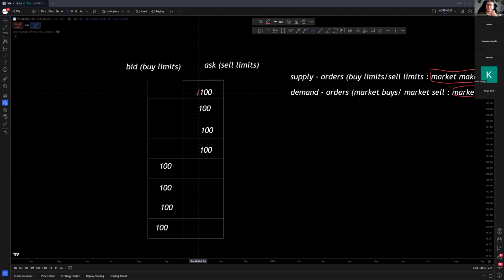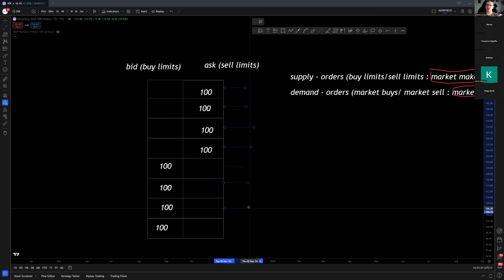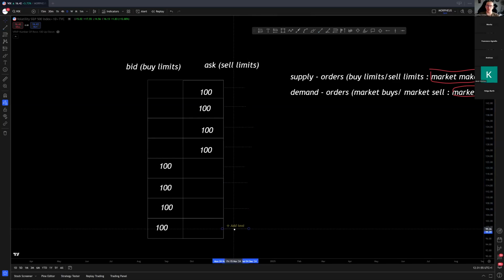So for example, there might be 100, 100, 100, 100. These are the contracts at each different price level. As you know, futures move in ticks. Each level of the price ladder, this staircase of price, is a tick. And for every tick, we have a certain amount of volume of buy limits and sell limits.